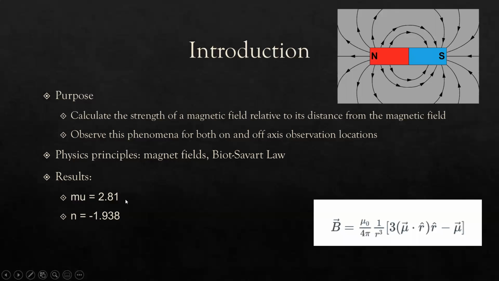The results for this lab: I found mu to be 2.81 and n to be negative 1.938.